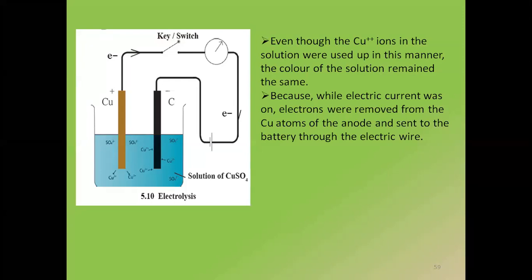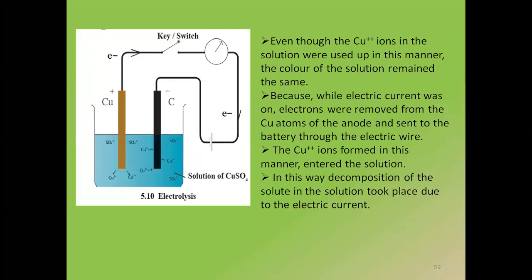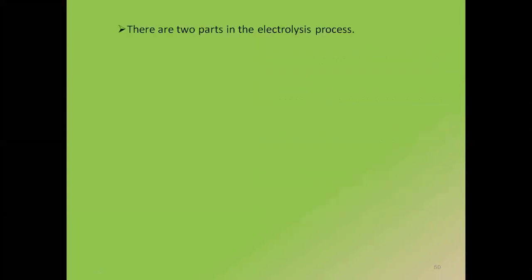Yes, you are correct, Arman. Of the anode and sent to the battery through the electric wire. Cu is copper, yes. So the Cu2+ ions formed in this manner enter the solution. In this way, decomposition of the solute in the solution takes place because of the electric current. And this will be called electrolysis. So we read three terms here: electrolysis, electrodes and electrolyte. Again, to get the concept of electrolysis clear, we'll write this electrolytic reaction, which are the cathode and anode reactions.